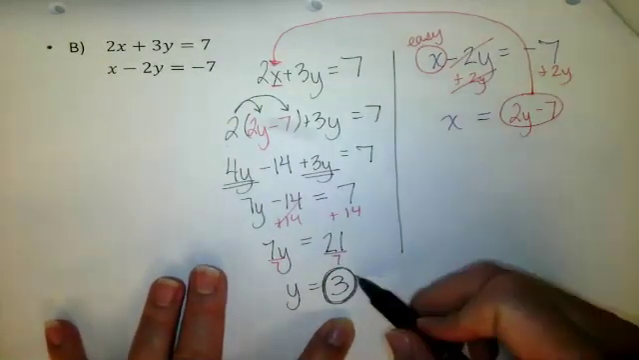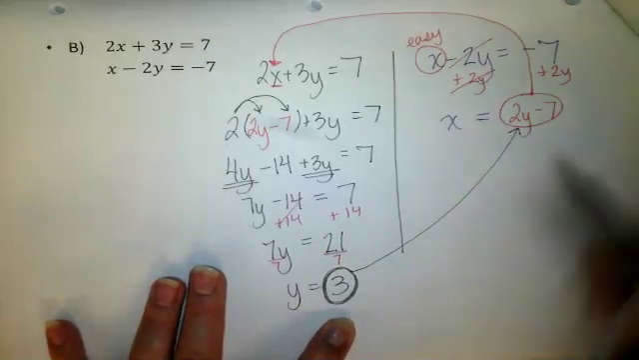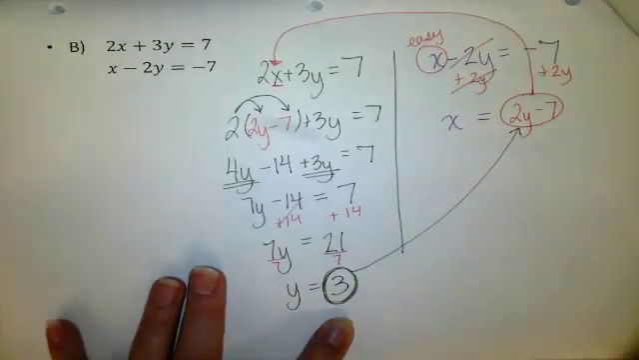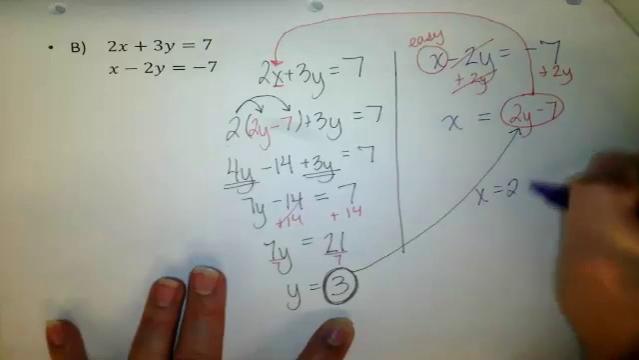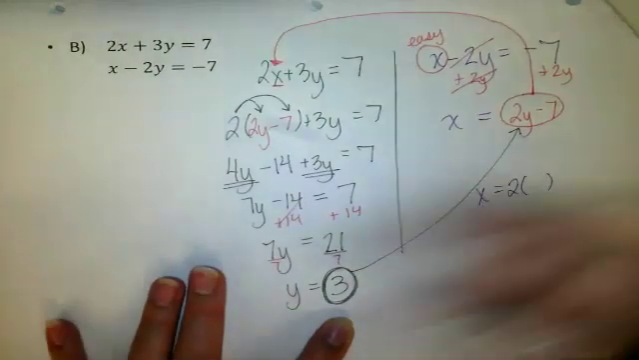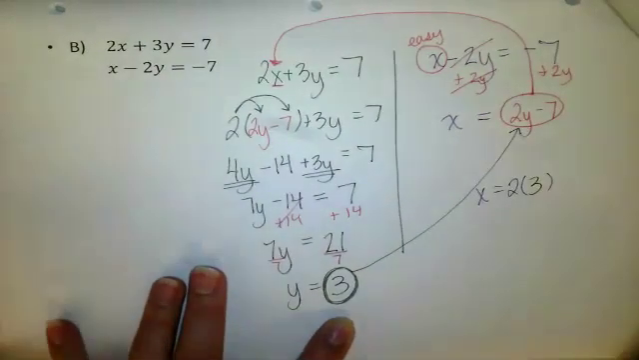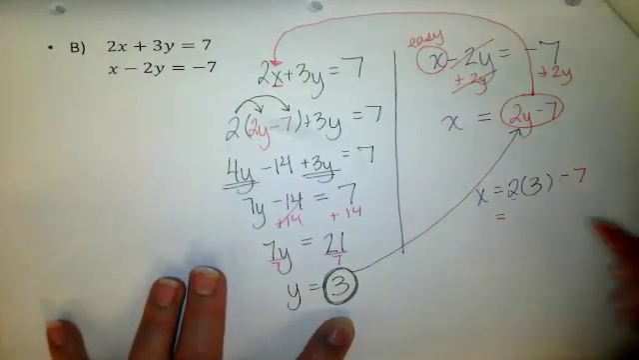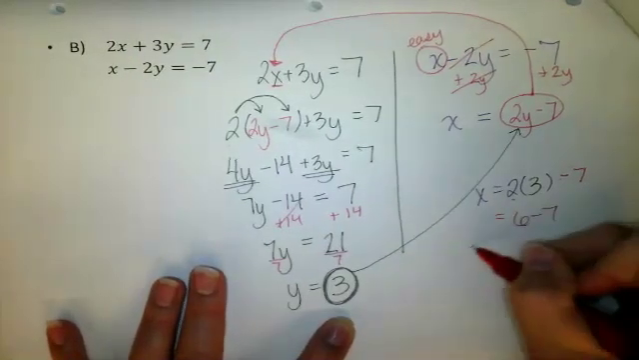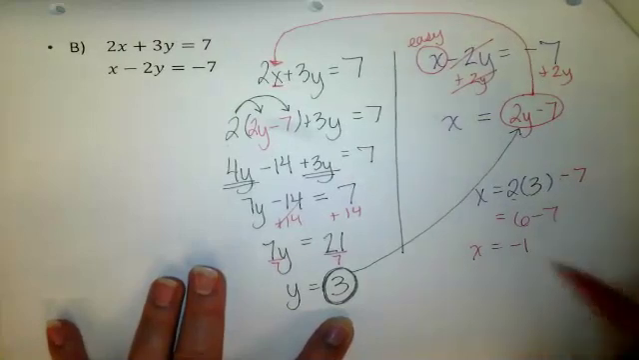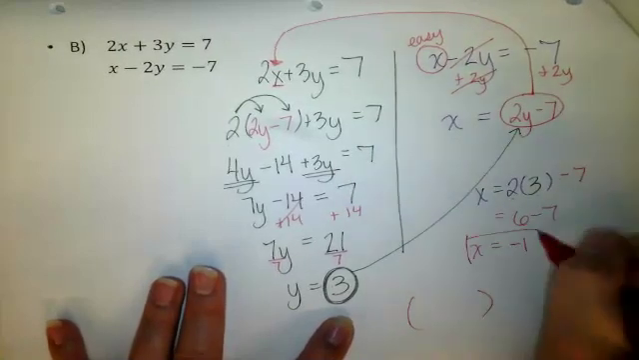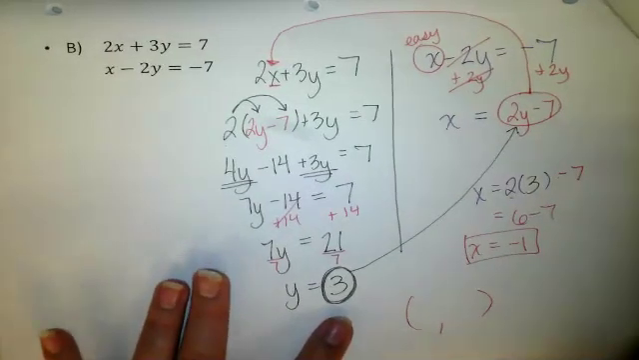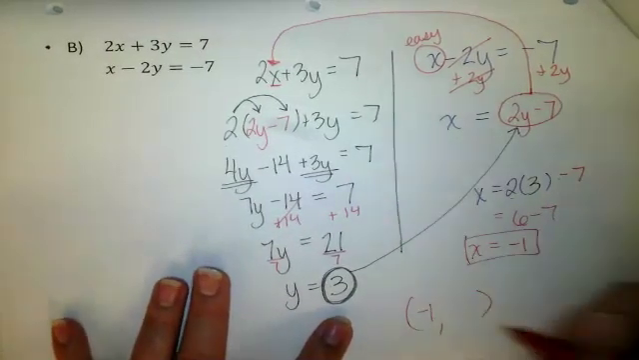Plug it in place of the y. Back over here, 3 is the same as y, so we're going to plug it right in there. X equals 2, and in place of the y, a 3, subtract 7. 2 times 3 is 6, minus 7, negative 1. So what's our ordered pair? Negative 1, 3. Thank you for putting it in order.